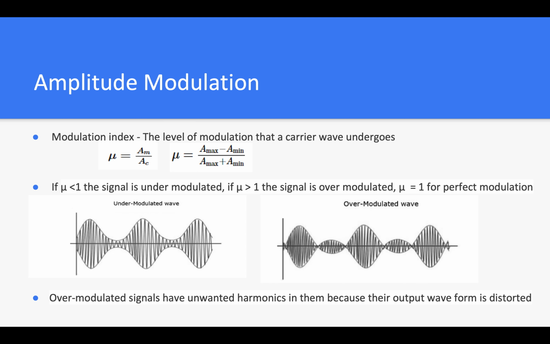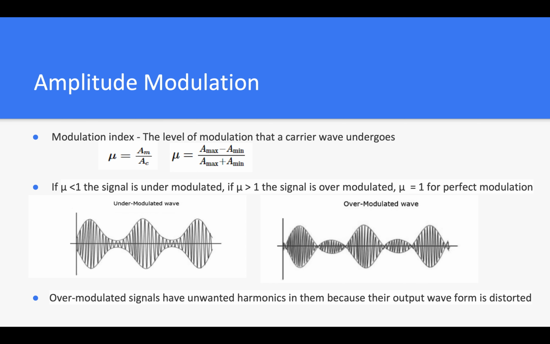A characteristic of an amplitude modulated signal is the modulation index. It can be found by dividing the amplitude of the modulated signal by the amplitude of the carrier signal. If the modulation index is above 1, then the signal is overmodulated. If it's under 1, then the signal is undermodulated. And when it's exactly 1, it's perfectly modulated.